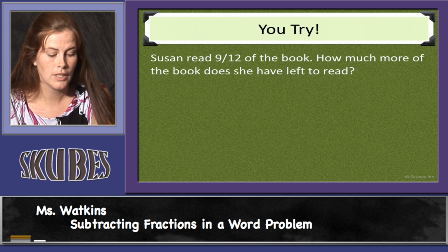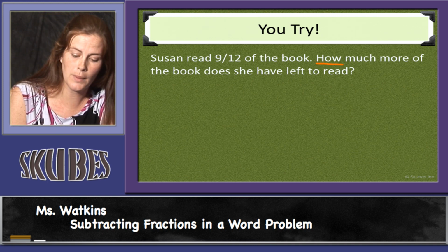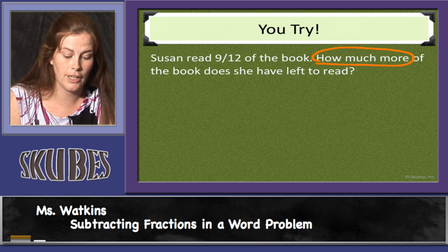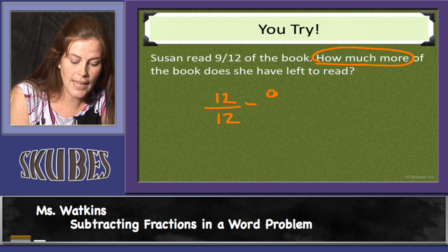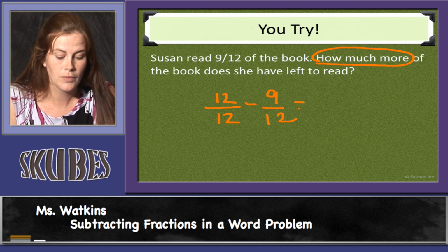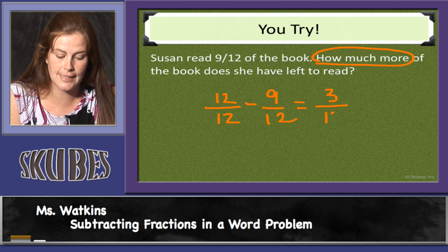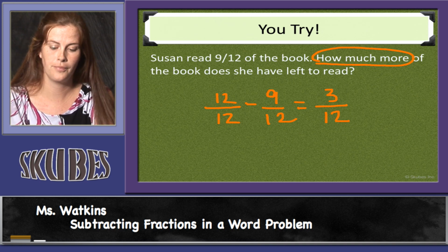You try one. Susan read 9/12 of the book. How much more of the book does she have left to read? Okay, once again, here's my keywords. How much more? Okay, we have to start with the total here. We know that the total of the book, one whole, would be, if we're listing it as a fraction, 12/12. She has read 9/12 of it. So let's subtract our numerators first. 12 minus 9 equals 3, and our denominator stays the same. So she has 3/12 of the book left to read.